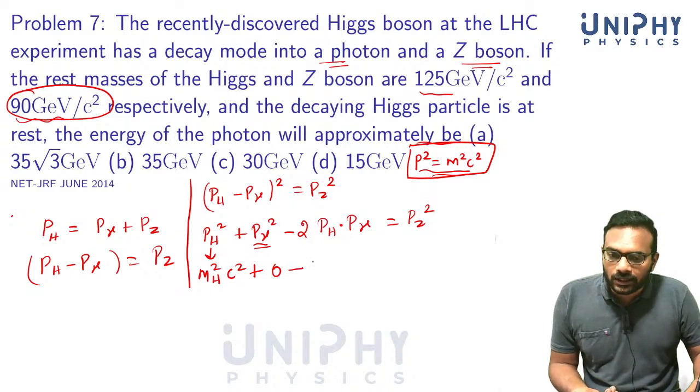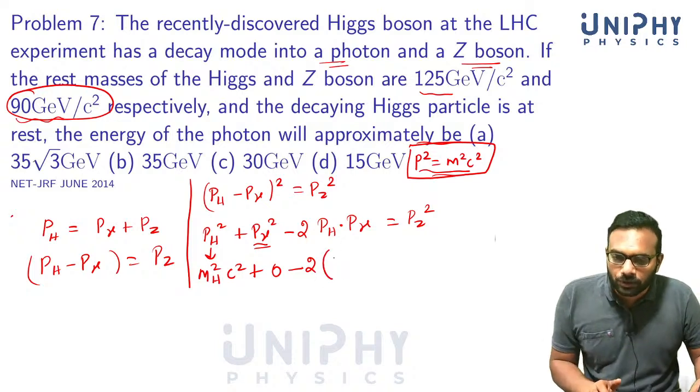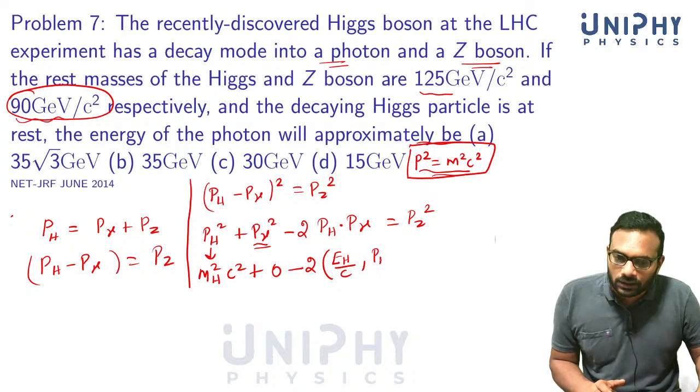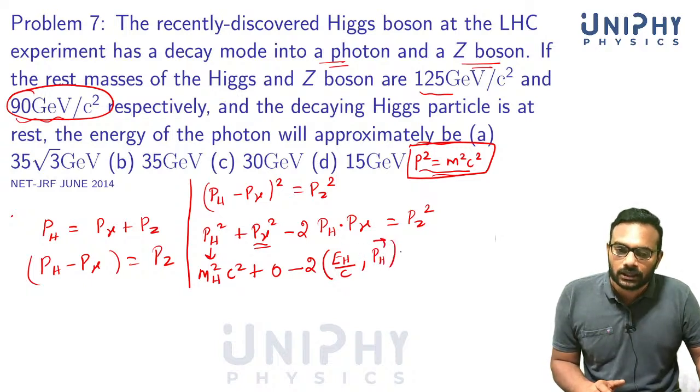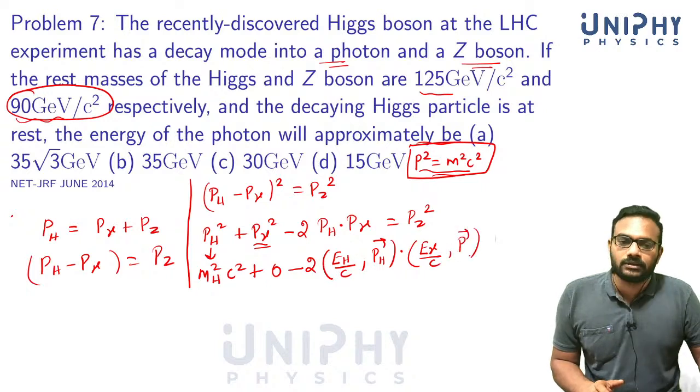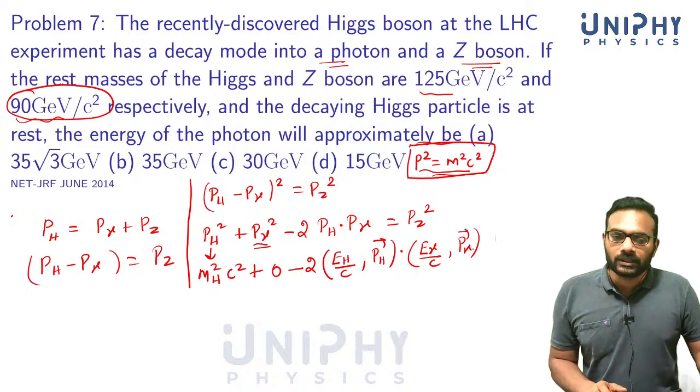Okay, and this you have to be a bit more careful, so I will just write it like this twice. Okay, these are 4-momentum. Now I will write it in the component form. So the Higgs has, let's say, the 0th component of 4-momentum as energy divided by c, and you have got the 3-momentum here. Okay, and here you have P gamma, it's E gamma by c, comma, P vector, or P gamma vector.